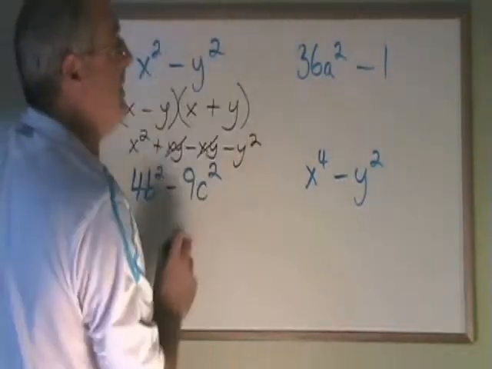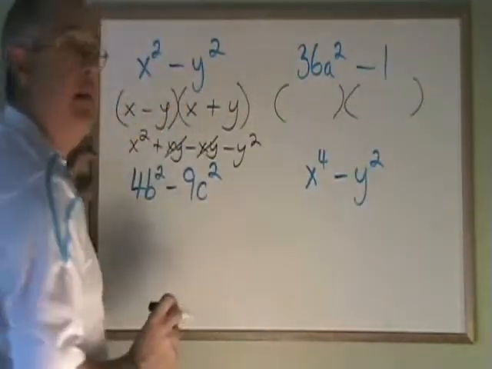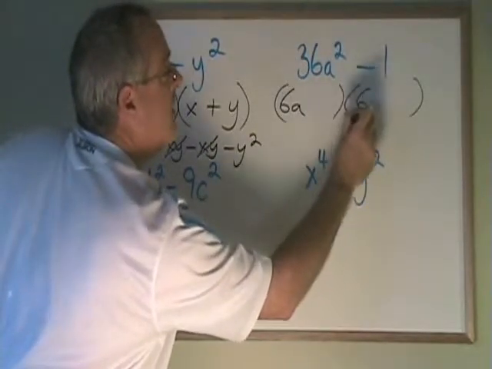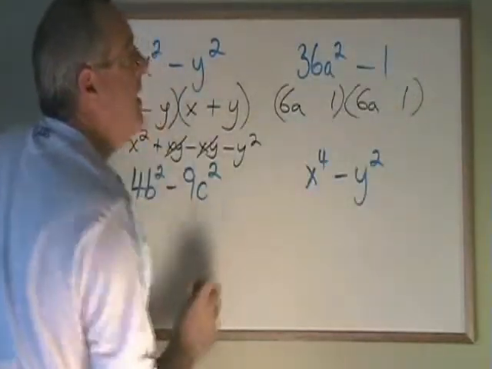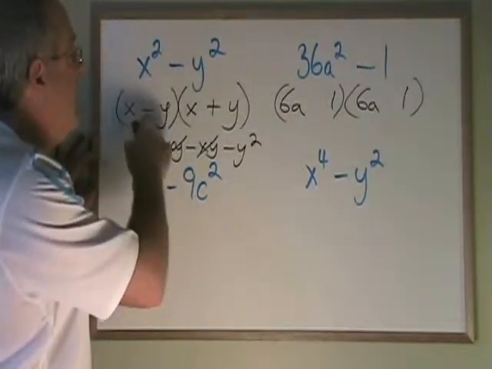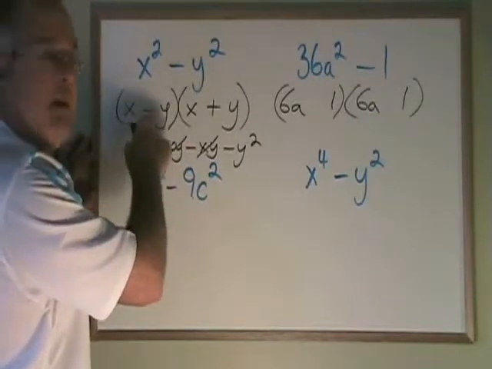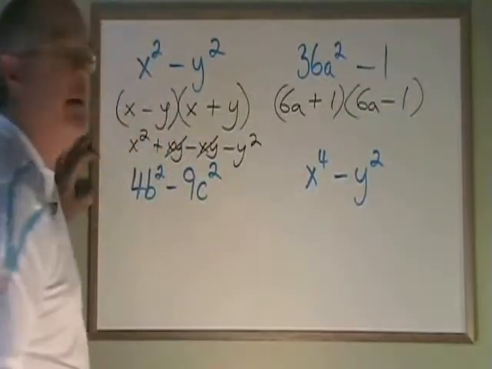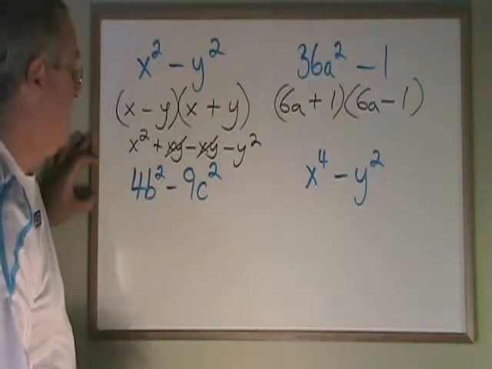Let's try it with this one. We write our two pairs of brackets. The square root of 36a squared is 6a. The square root of 1 is 1. And we put a minus and a plus. Does it matter which one we put first? Here we put the minus first and the plus after. No, it does not matter. We can put the plus first and the minus after if we want. It just matters that one of them is a plus and the other is a minus.